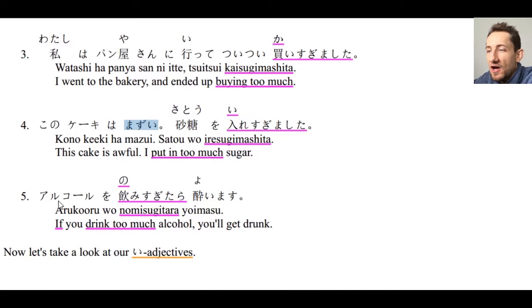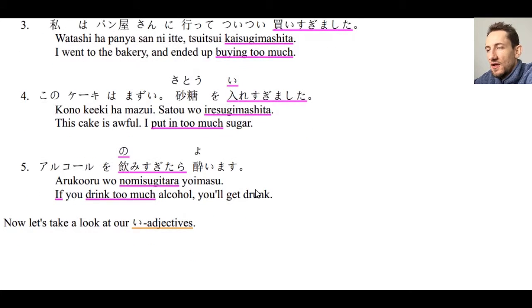And number 5. アルコールを飲みすぎたら酔います. So if you drink too much alcohol, you will get drunk. 酔う means to get dizzy or to get drunk. So アルコールを飲みすぎたら, if you drink too much alcohol, 酔います. You will get drunk. And that's it for our verbs.